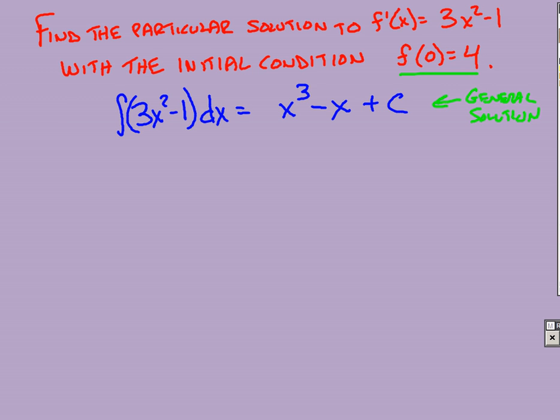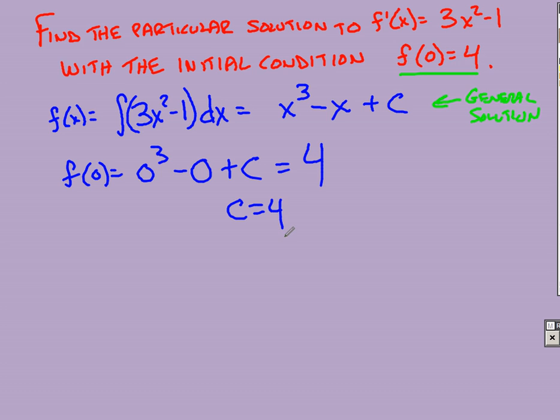What I want to say is, this really is what f of x is. F of 0 would be if I plug in 0 for that. So 0 cubed minus 0 plus c. And it tells us f of 0 is 4. That means my c value would have to be 4, which means my final answer would be x cubed minus x plus c, a particular solution. This is what I want to find, a particular solution.